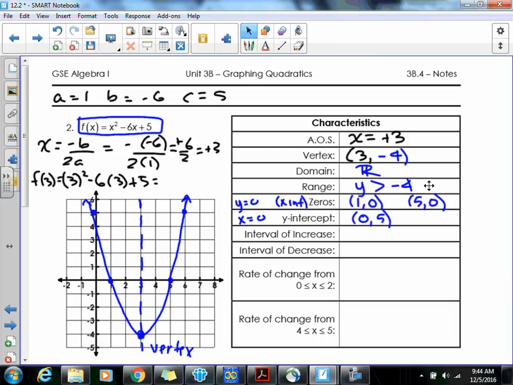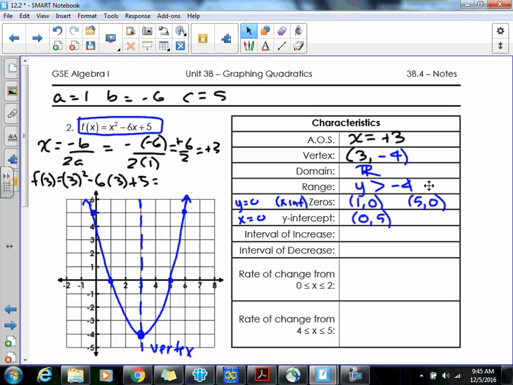Everyone has a graph? Who's still drawing? Okay, keep going. Alright. So, did you plot those points? Don't just draw a parabola, you have to have the right points, right? Okay. Who needs 10 more seconds to finish graphing?